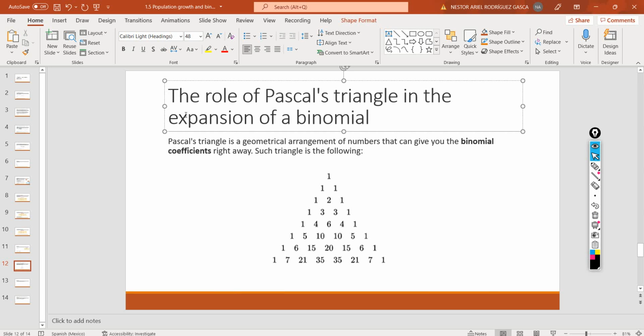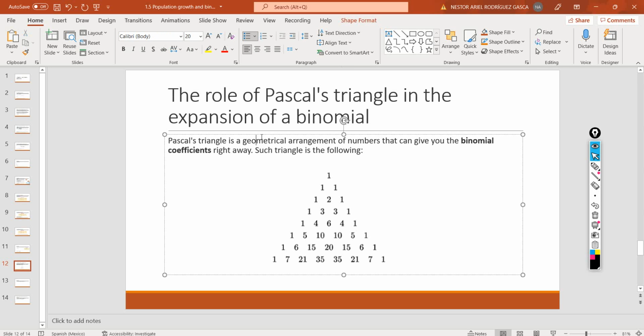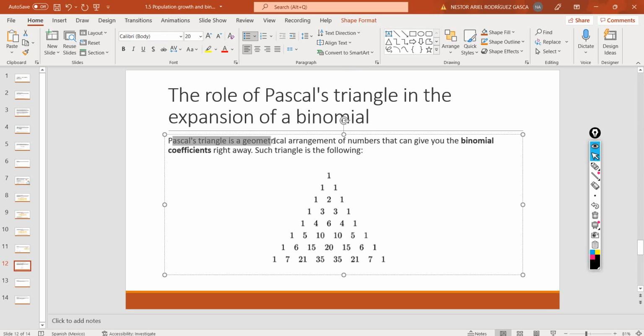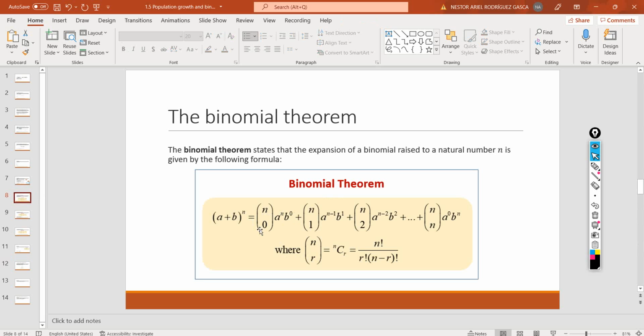Now, I'm going to tell you about the role of Pascal's Triangle in the expansion of a binomial. First, let me tell you what Pascal's Triangle is. Pascal's Triangle is a geometrical arrangement of numbers that can give you the binomial coefficients right away. Such triangle is the following. First, let me remind you what binomial coefficients are.